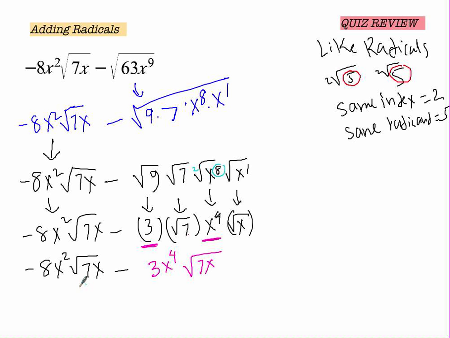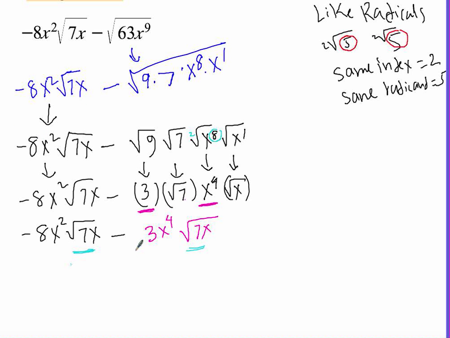Alright, now we see that this and this both have square root and they both have 7x. These are like radicals. If they're like radicals, we'll just combine them. We'll say this is the same thing as square root of 7x times what's left when I pull out square root of 7x, which is negative 8x squared minus 3x to the power of 4. That's it.